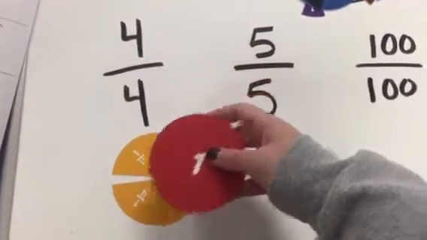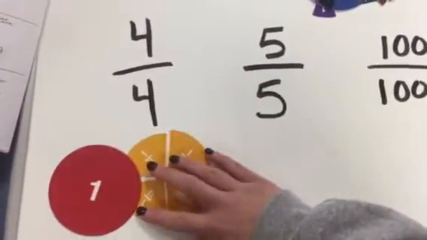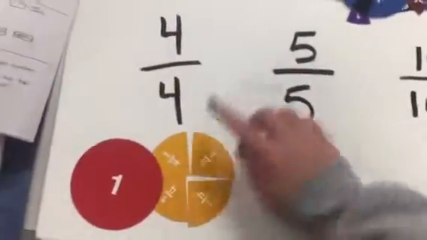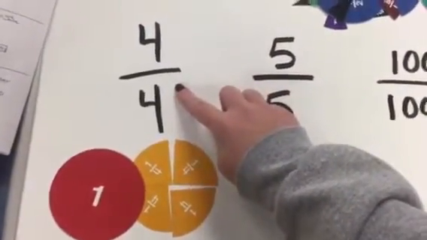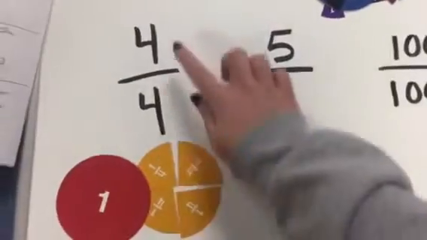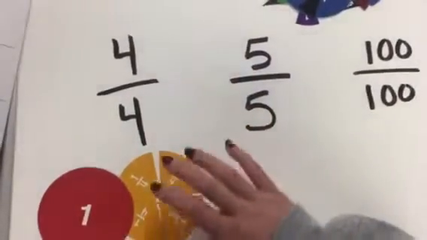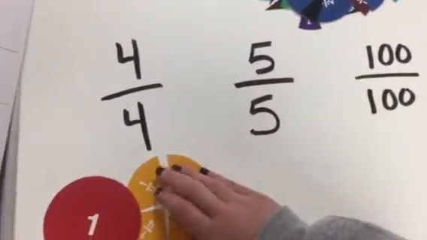Okay? This is a little chant that I say that we'll say in class to help you remember. Top and bottom are the same. That's 1 whole. This ain't no game. Top and bottom are the same. That's 1 whole. This ain't no game.